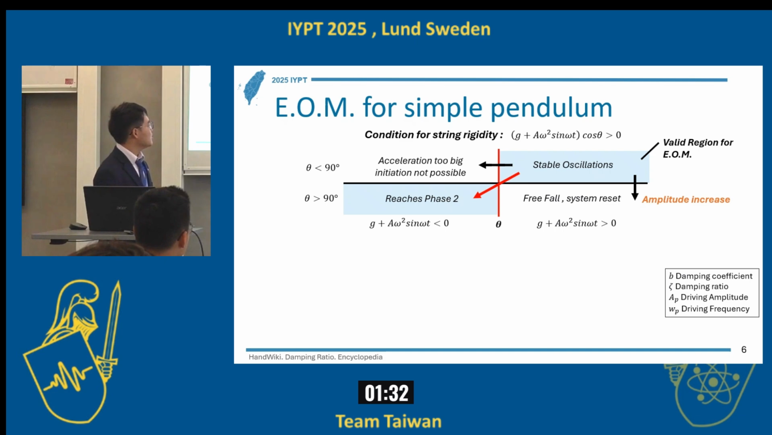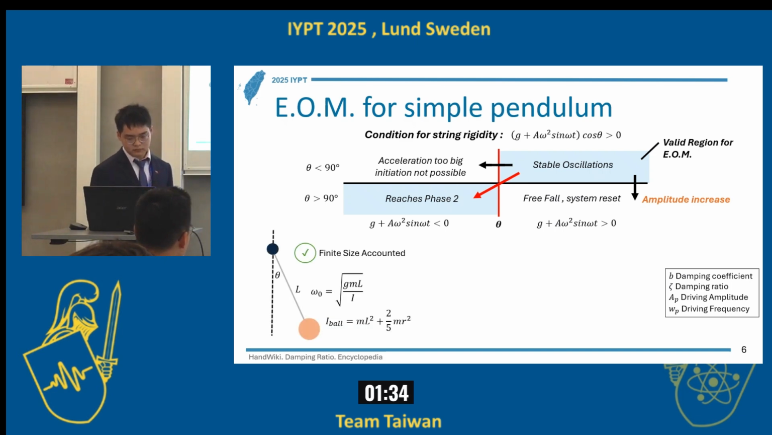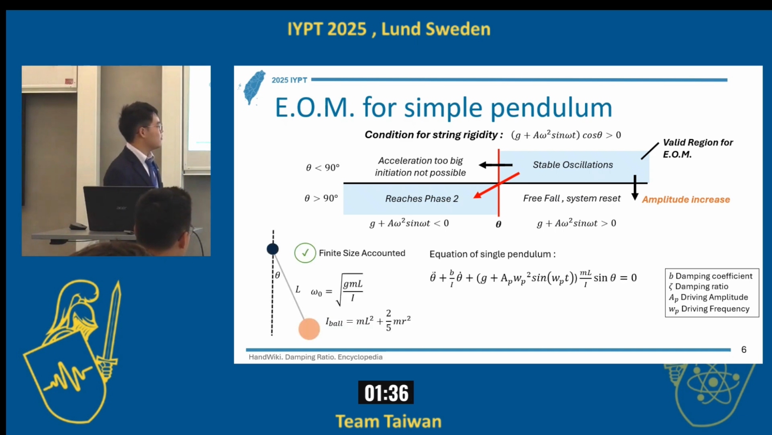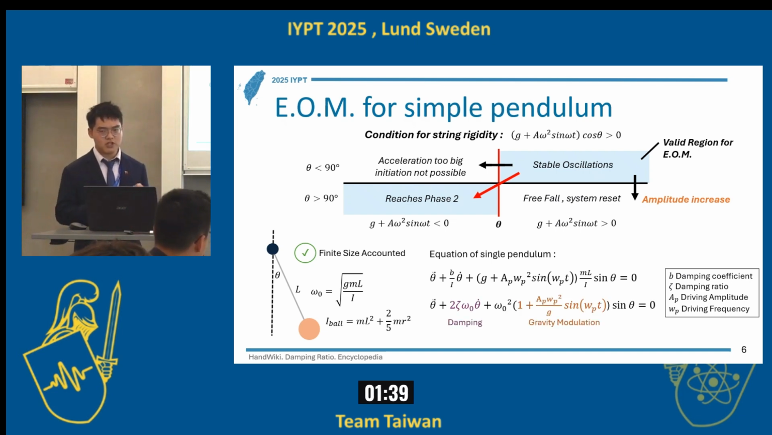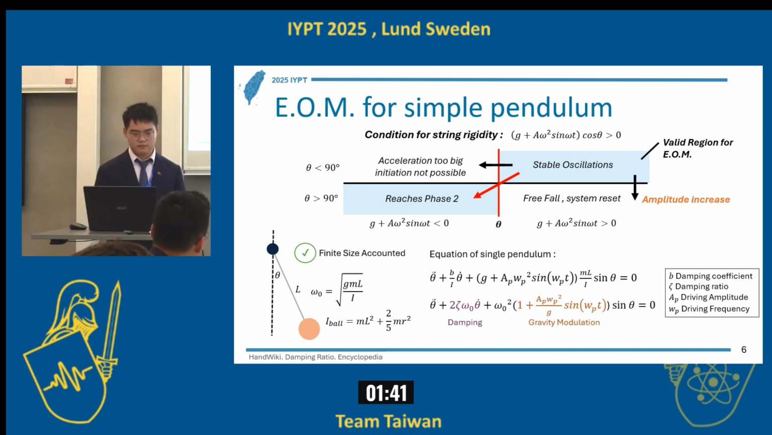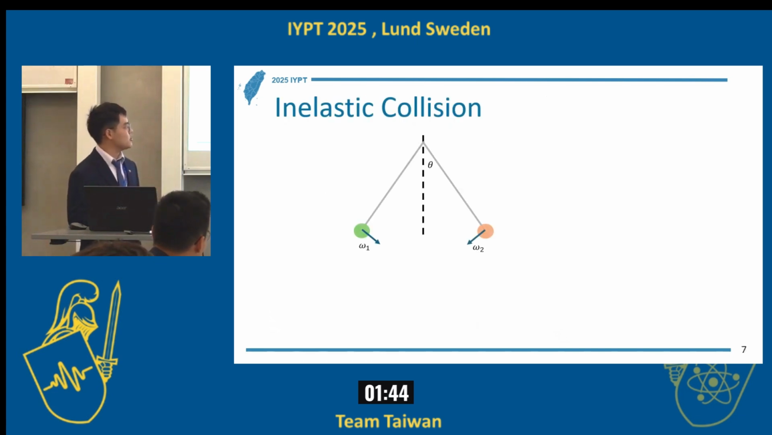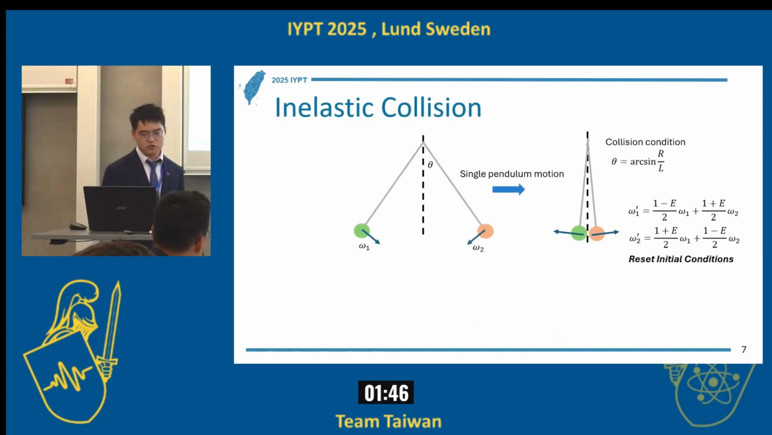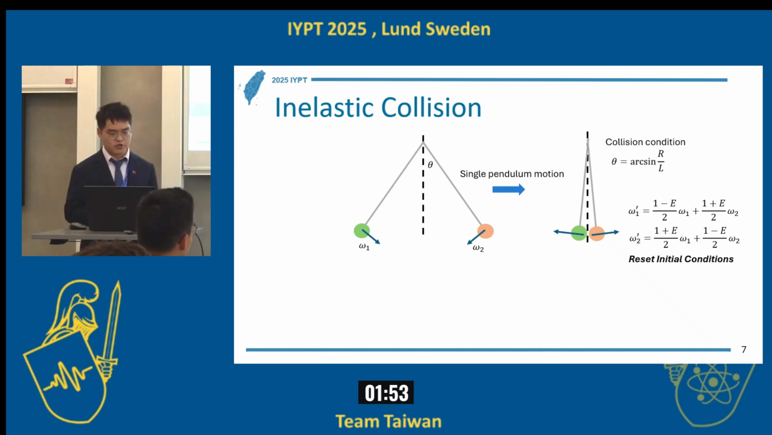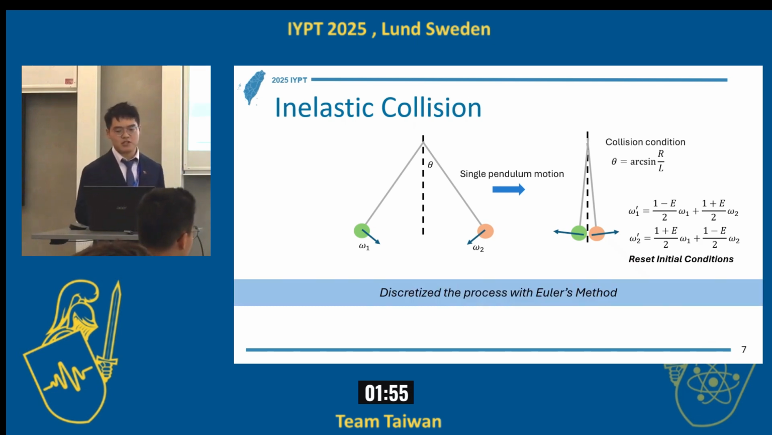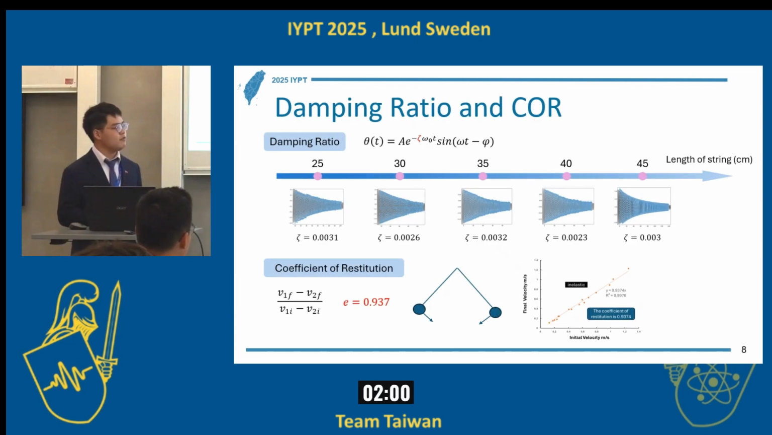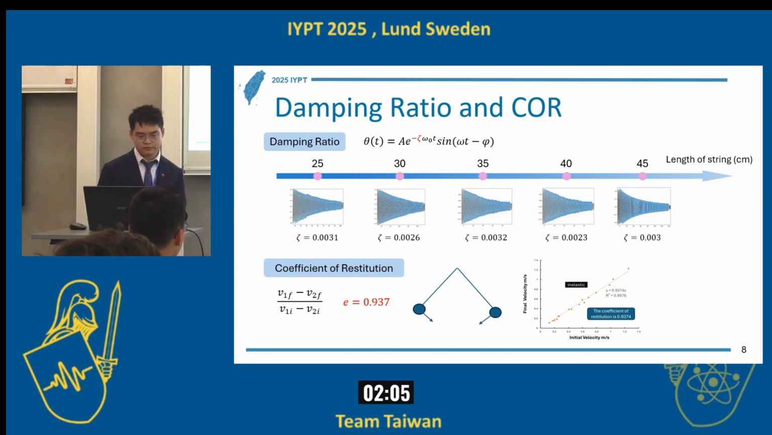So we can then consider the finite size of the ball and get our equation of motion for the single pendulum, accounting for the gravity modulation and damping. We then consider the inelastic collision after a single pendulum motion, calculate the collision condition using the arcsine, then we set the initial conditions according to our coefficient of restitution. We then discretize the whole process using Euler's method. We then move on to characterize the damping ratio of different string lengths, and also the coefficient of restitution.